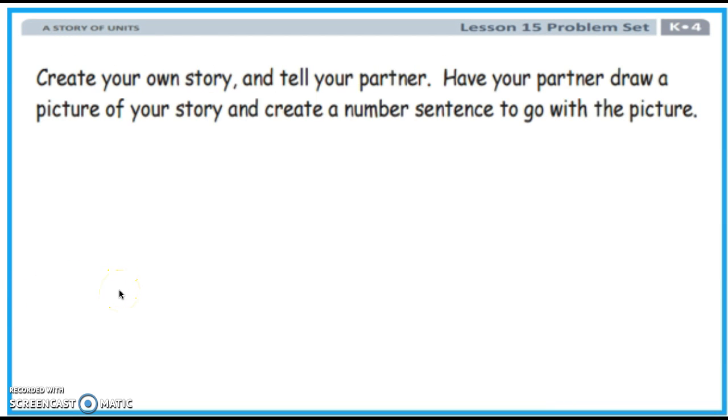Now, boys and girls, you are going to make up your own story in this section, and then you're going to tell your partner. And have your partner draw a picture of your story and create a number sentence to go with the picture. Make sure you take a picture of this so your teacher can see that you're sharing it with a partner. I hope you had fun learning about this today. Great job with all the practice you did.